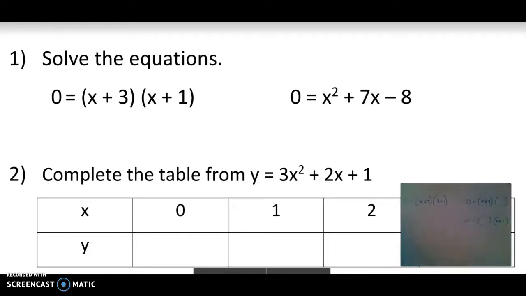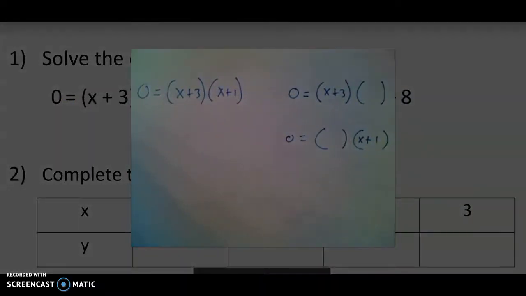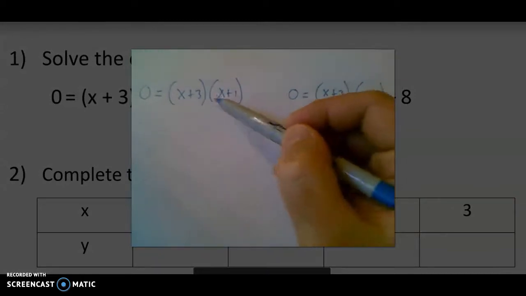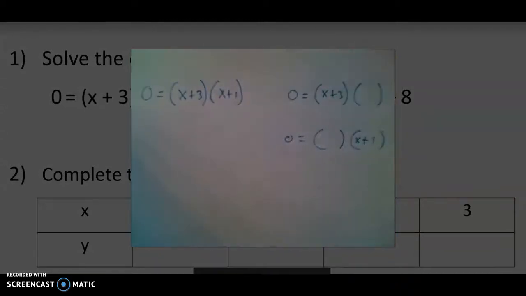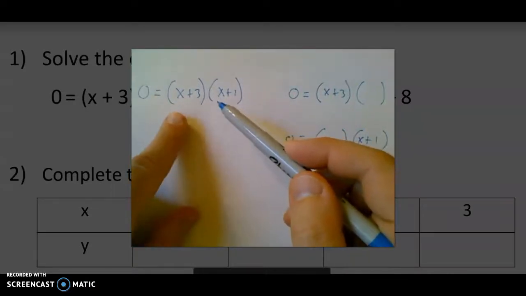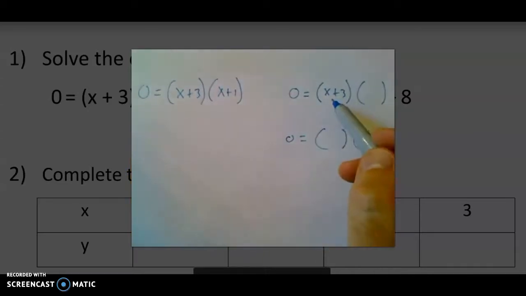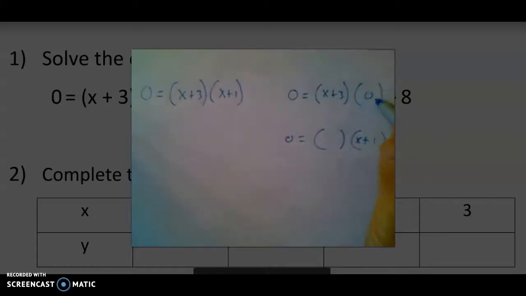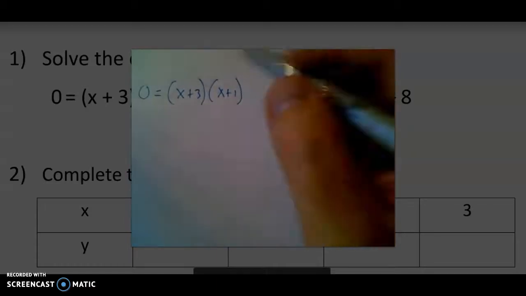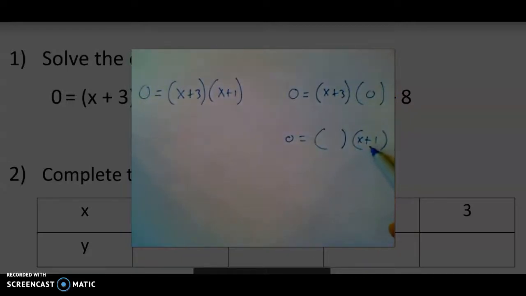And since we have this written in the factored form, it's actually pretty easy to find what my solutions are. So the whole goal is to find a value for x that will make the entire answer 0. And one thing nice about the factored form is if I can make one of these parentheses equal 0, the entire answer has to be 0. Because if I have x plus 3 times 0, well, the answer would be 0. So how can I make this equal 0? Or if I take x plus 1 times 0, the answer is also 0.